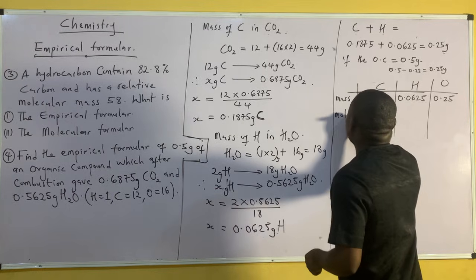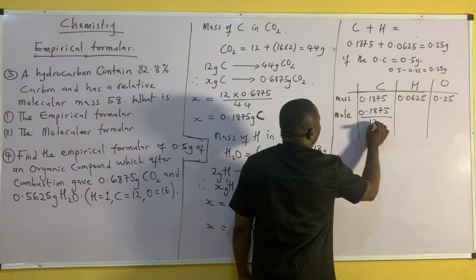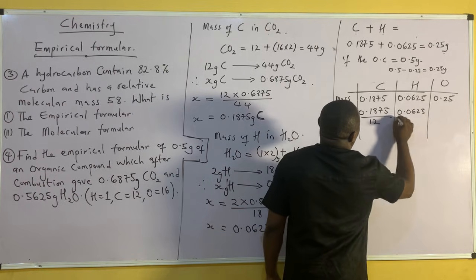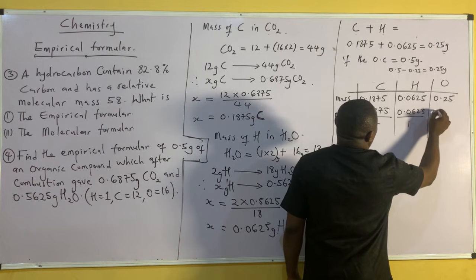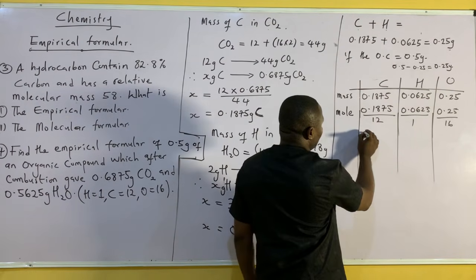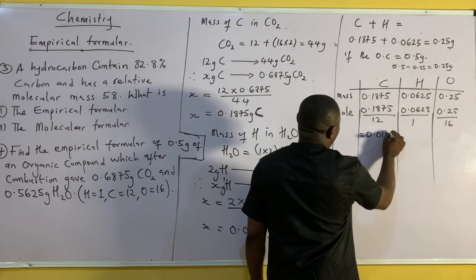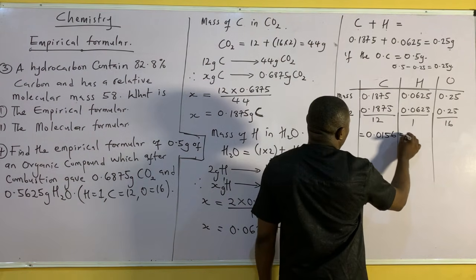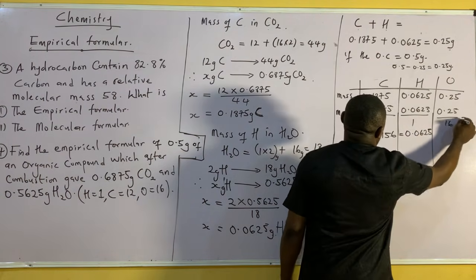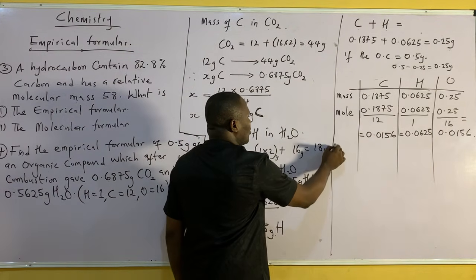What are the moles? The moles will now be 0.1875 divided by 12, while here it will be 0.0625 divided by 1, while here it will be 0.25 divided by 16. So this will give us 0.0156. This will give us 0.0625, while this will give us 0.0156.